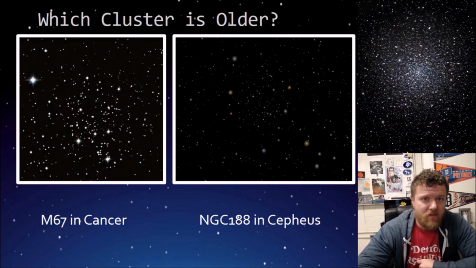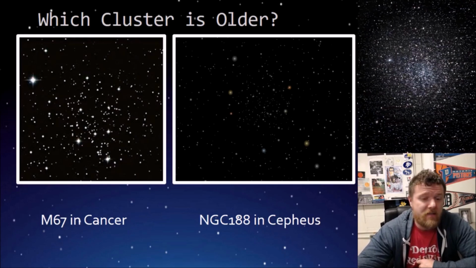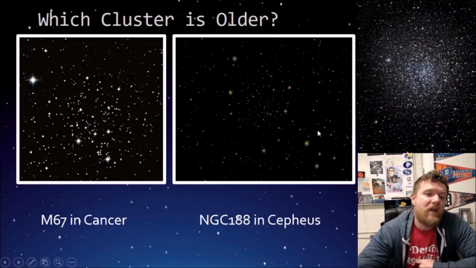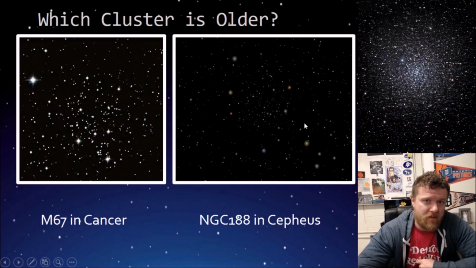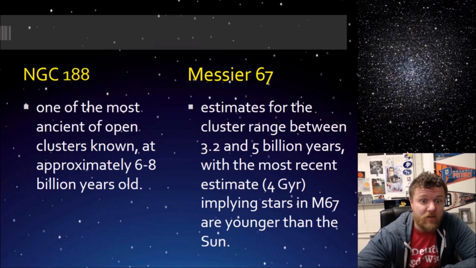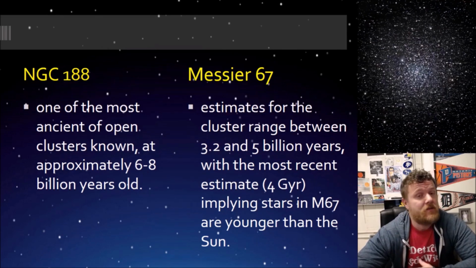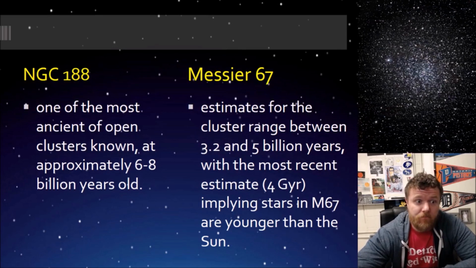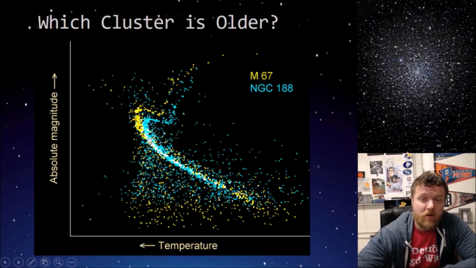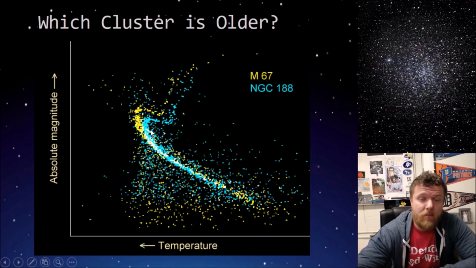The more red stars you see, the older it is. There's a whole lot more red stars in this, so this is an older star cluster. And in fact, NGC 188 is much older, between 6 and 8 billion years old. Messier 67 is between 3 and 5 billion years old. So NGC 188, much older. NGC 188 is going to have its turnoff point farther down the main sequence.